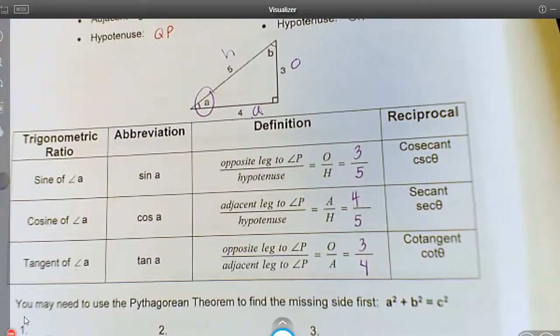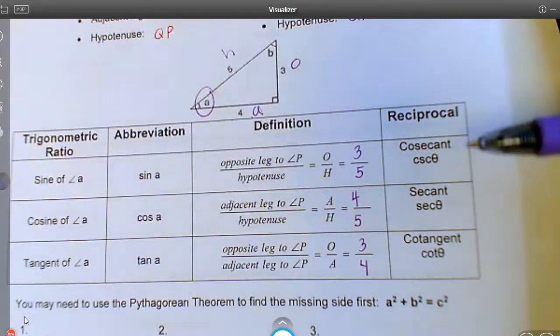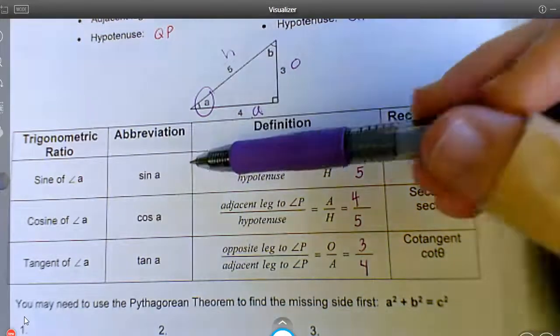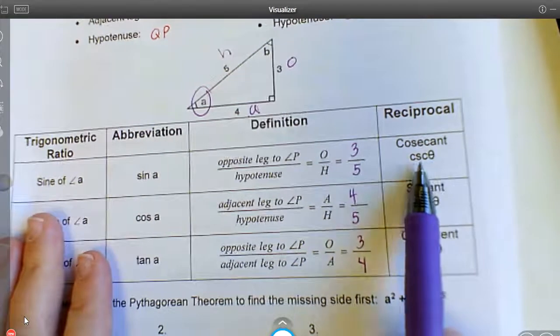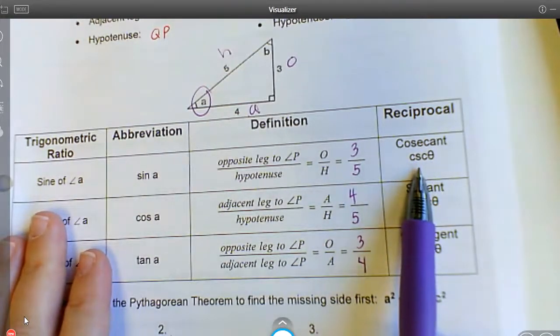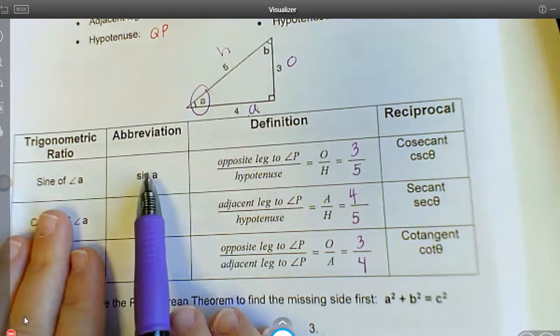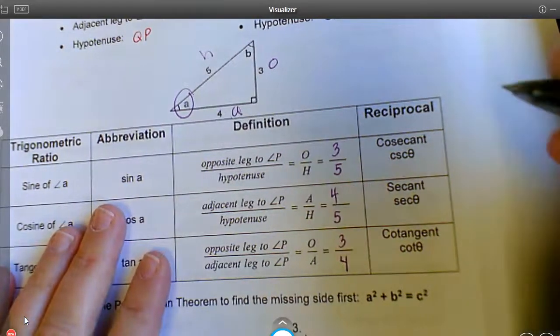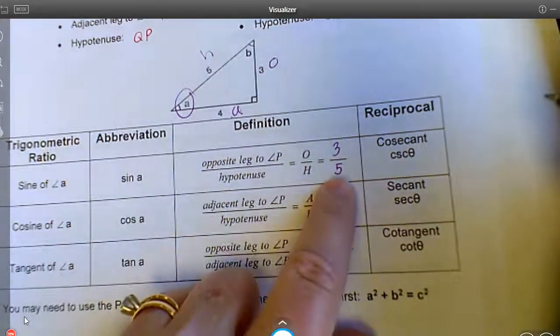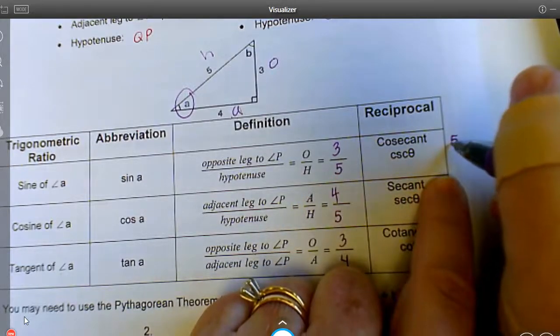You may or may not have learned in other math classes that there's 3 other trig functions. There's sine, cosine, and tangent. But there's also cosecant, secant, and cotangent. Okay? These are the reciprocals of sine, cosine, and tangent. For example, if I ask you a question about cosecant, what you do is you find sine, and then you do the reciprocal of it, or flip it. So if sine is 3/5, cosecant is 5/3.